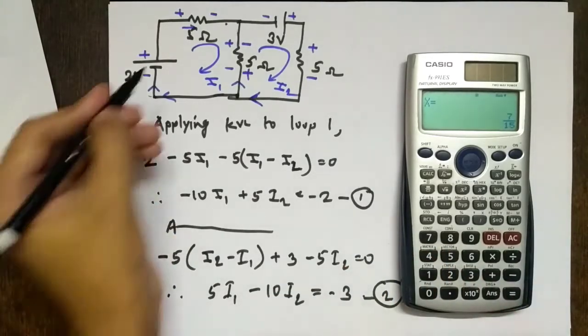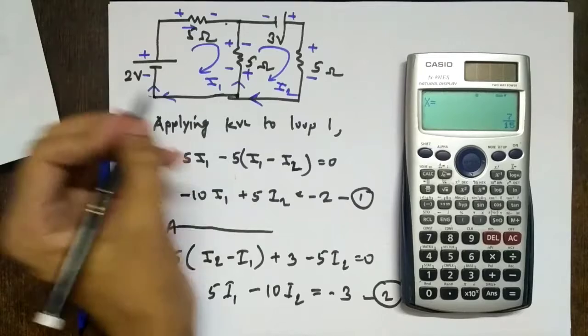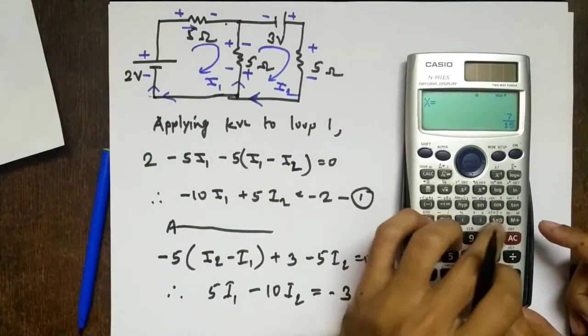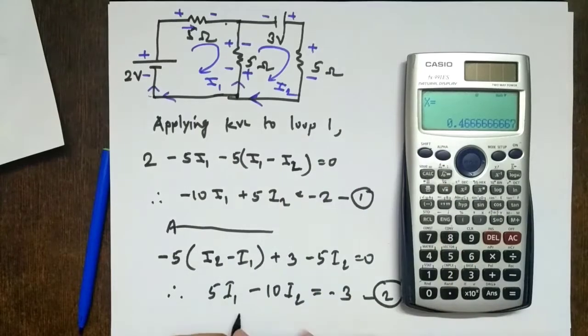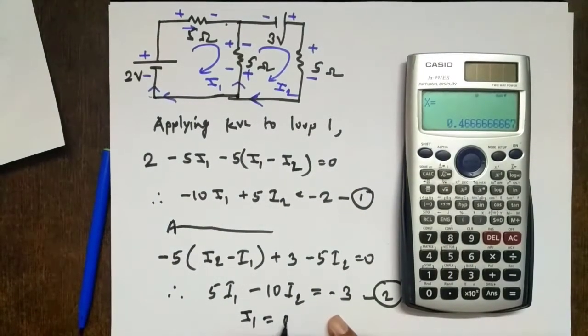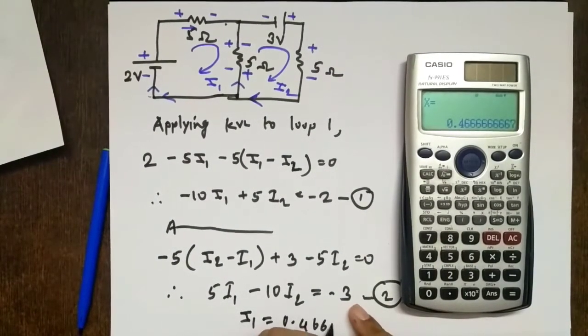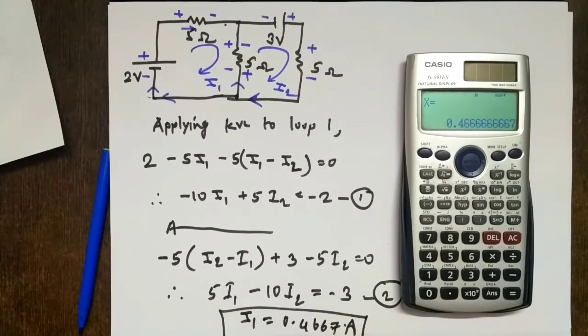So I want what? Current supplied by 2 volts. So I want I1. So I1 is how much? 7 by 15. So I1 is how much? 0.4667 amperes. Again, as I told yesterday, at least 3 decimal places. Right?